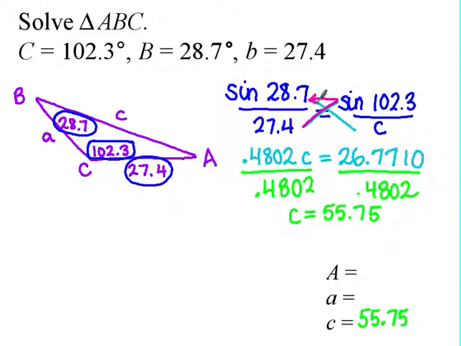Okay, so now I need to find angle A and side A. So let me think, how can I find angle A? Add the two together and subtract from 180. So go ahead and do that. So basically, if you didn't catch what was being said, I'm going to take 180 degrees, which is the sum of the measures of a triangle. I'm going to subtract off 102.3 and 28.7. And what do I get for angle A? Okay, so 49 degrees.